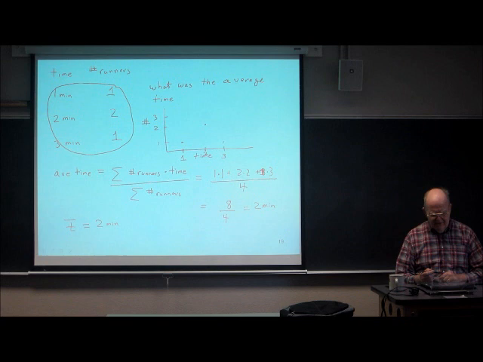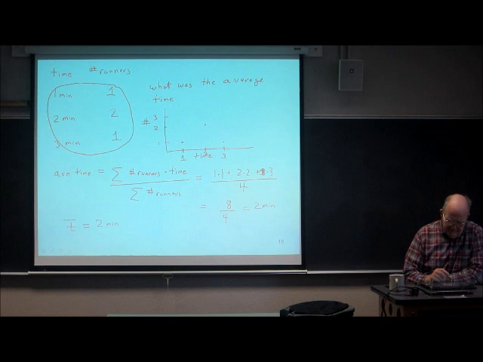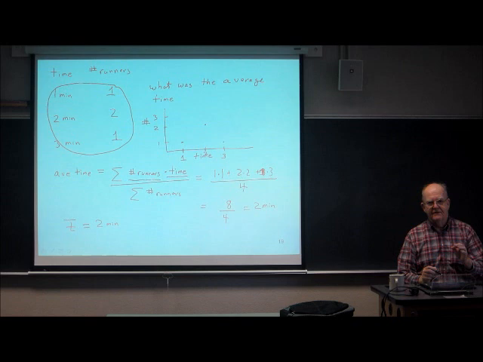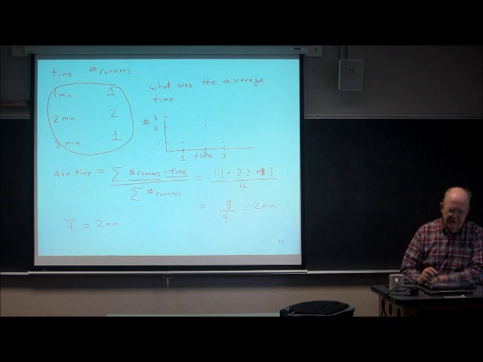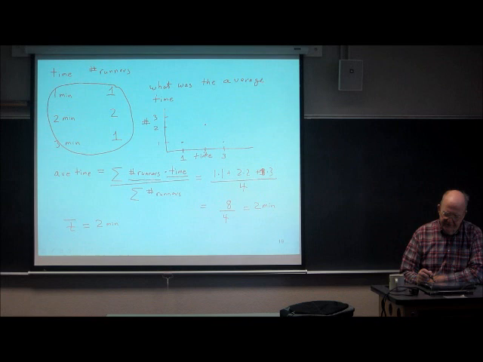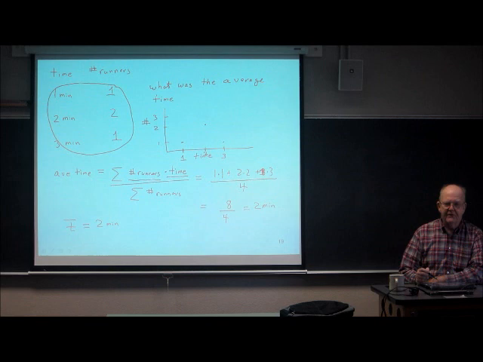And you would calculate the average time by the number of runners multiplied by the time each runner took to cross the finish line, divided by the total number of runners, which is the sum of the number of runners at a given time. And that's going to work out to be one runner times 1 minute, two runners times 2 minutes, and one runner times 3 minutes. And obviously we have a total of four runners.